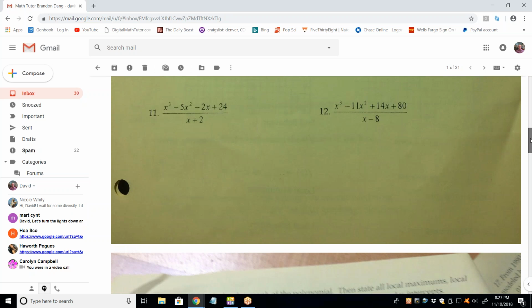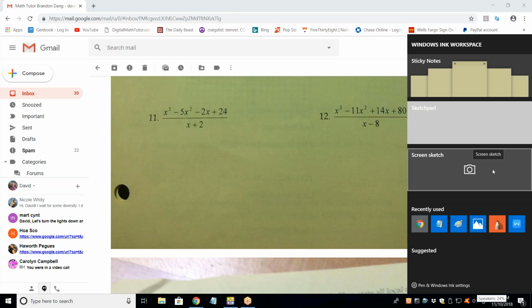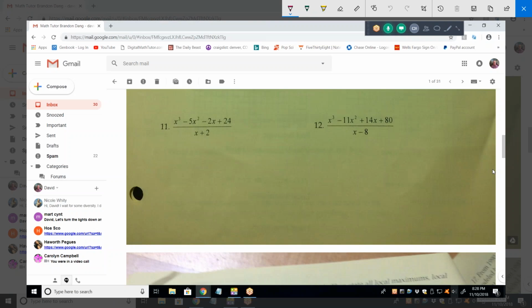All right, number 11. First of all, do you know how to do long division with this kind of a problem? Okay, let's do it. There's 2 ways to do this. One is with long division and the other is with synthetic division. Probably you need to know how to do both, I would think. First of all, let's do long division.